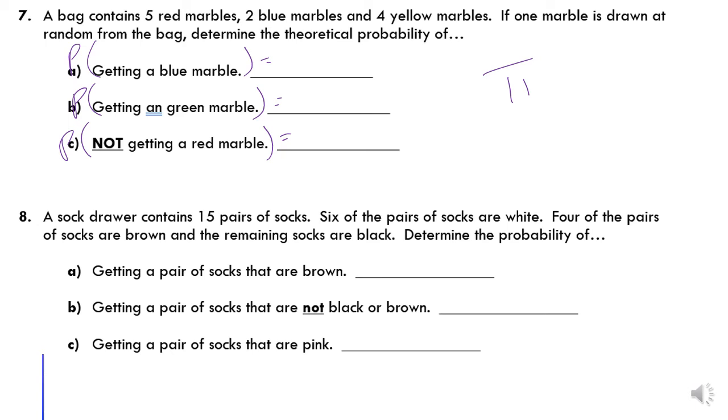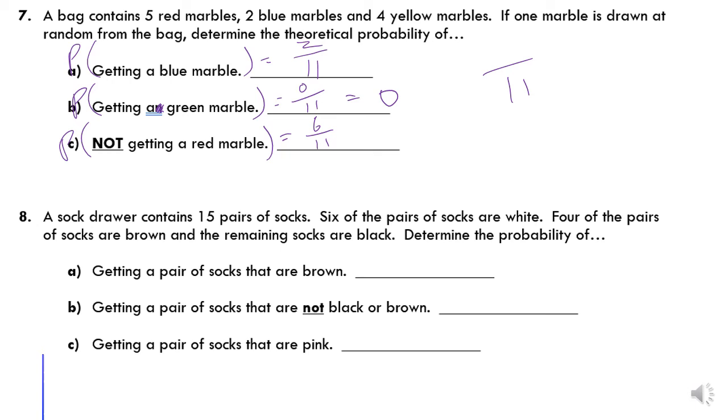Getting a blue marble, 2 out of 11. And again, I didn't tell you for this question fraction, decimal, or percent. So you could do it however you want. I'm just going to leave it as a fraction. Getting a green marble. How many are green? 0 out of 11, which equals 0. 0% chance. Not getting a red. So everything that's not red. Well, if there's 5 red, 2 plus 4 is 6. 6 are not red.